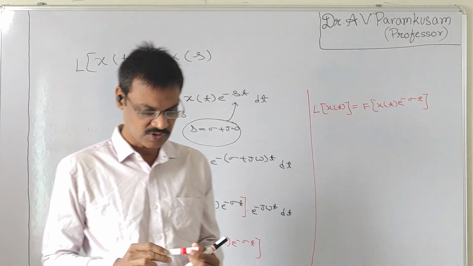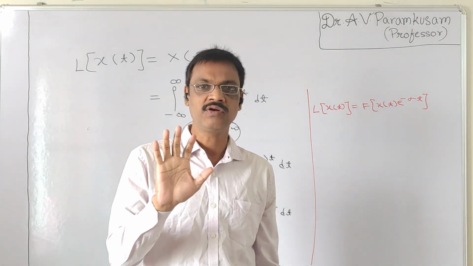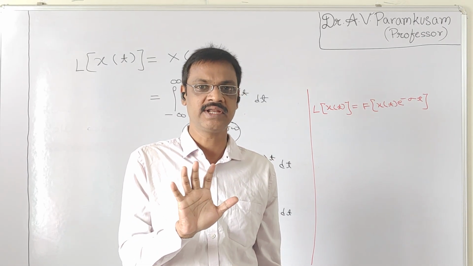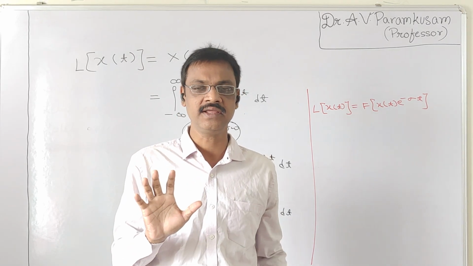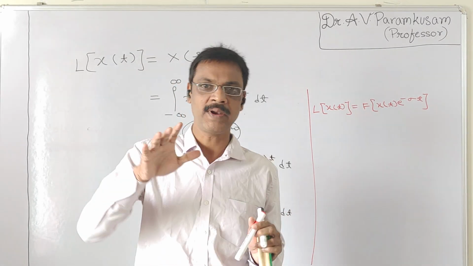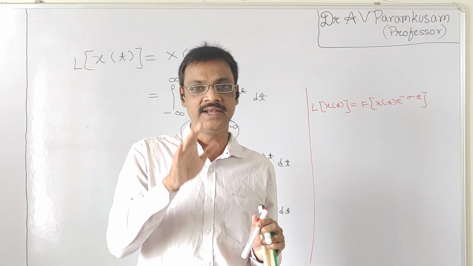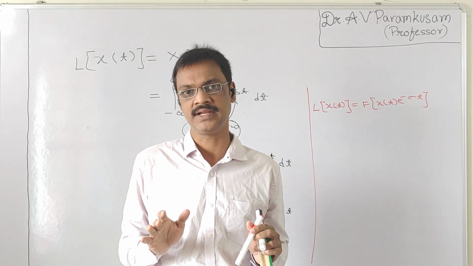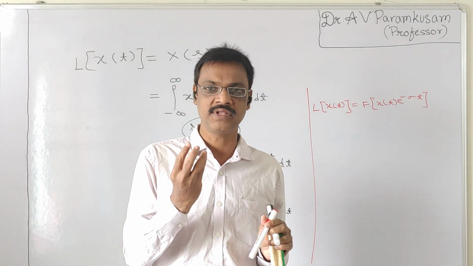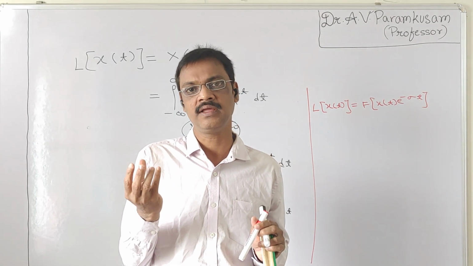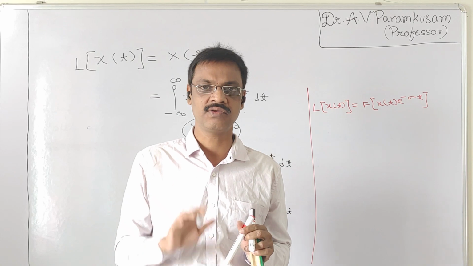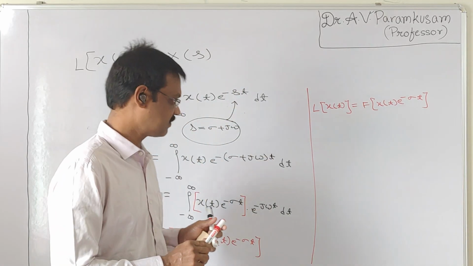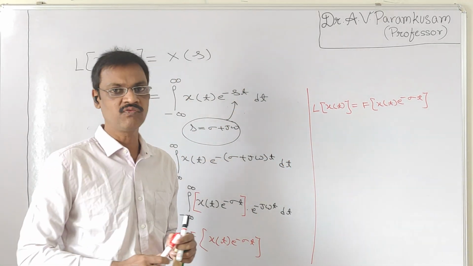What is the meaning of this one? Suppose x of t is given. I want to find a Laplace transform of x of t. How do you find? The simple technique is that you take that signal x of t, you multiply that x of t with decaying exponential e to the power of minus sigma t. After getting the result of that x of t multiplied with e to the power of minus sigma t, now you find the Fourier transform for that signal. That is the Laplace transform.